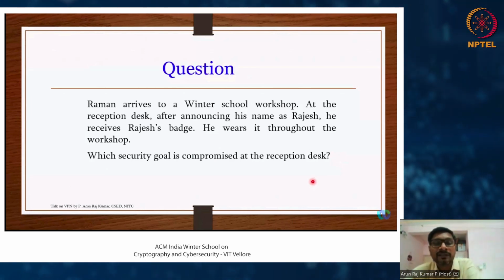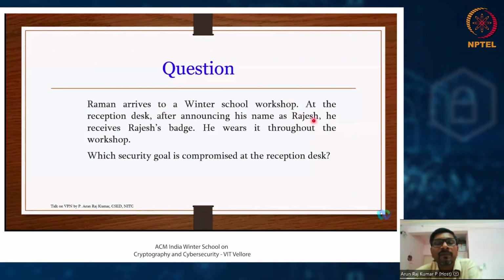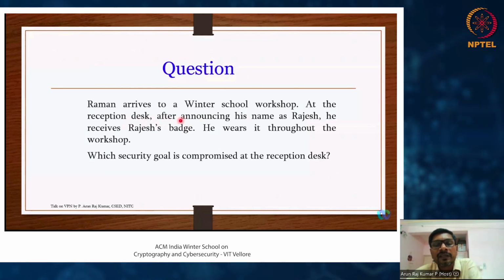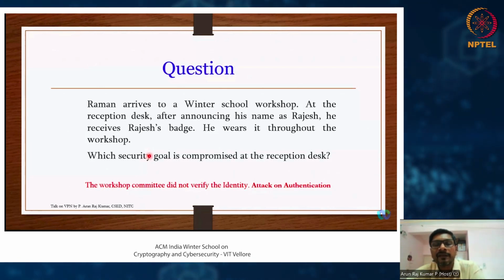So which security goal is compromised here? It's basically authentication, because at the reception desk they failed to verify, by asking for their ID card or Aadhaar card, whether he's really Raman, or in the name of Raman somebody has entered as Rajesh. That type of verification is not being done at the reception desk. So the authentication goal is compromised at the reception desk. Good. So the workshop committee did not verify the identity, an attack on authentication. I hope you answered. Very good.